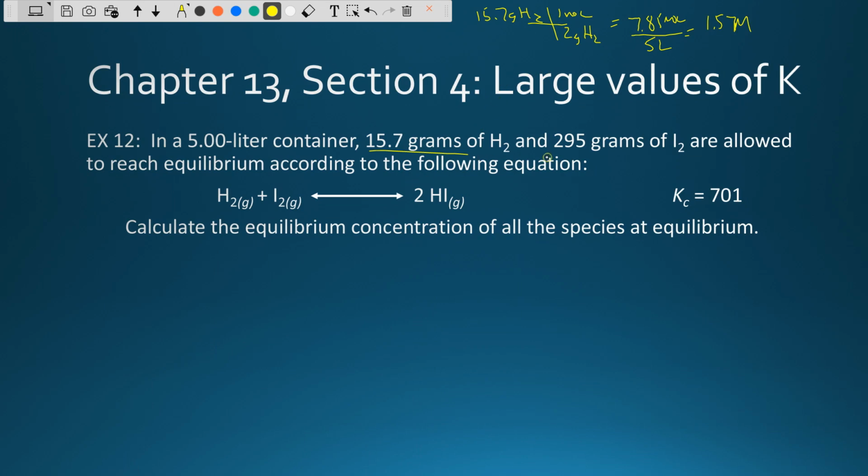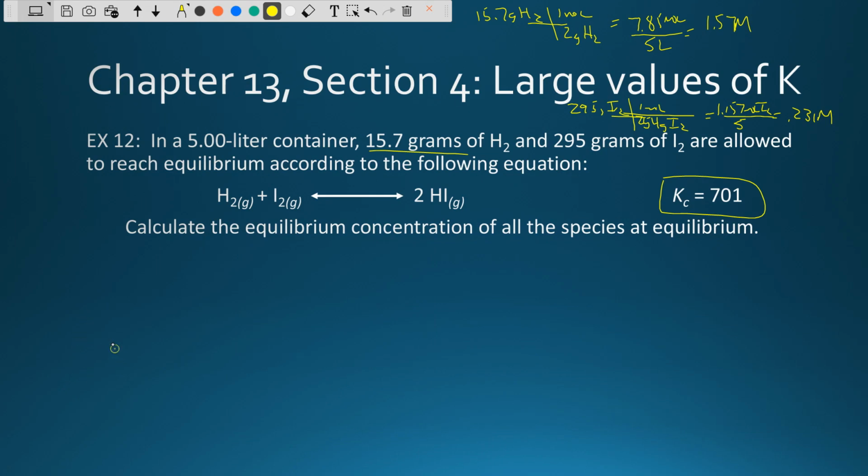Okay, now we have 295 grams of iodine. I see that I have 254 grams of iodine per mole because it's diatomic. And so I end up with 1.157 moles of iodine in 5 liters. And so my strength of my iodine is a 0.231 molar. Okay. Now, I see that also my K value is quite large. So I can't cancel that out. But let's put it to the test to see.